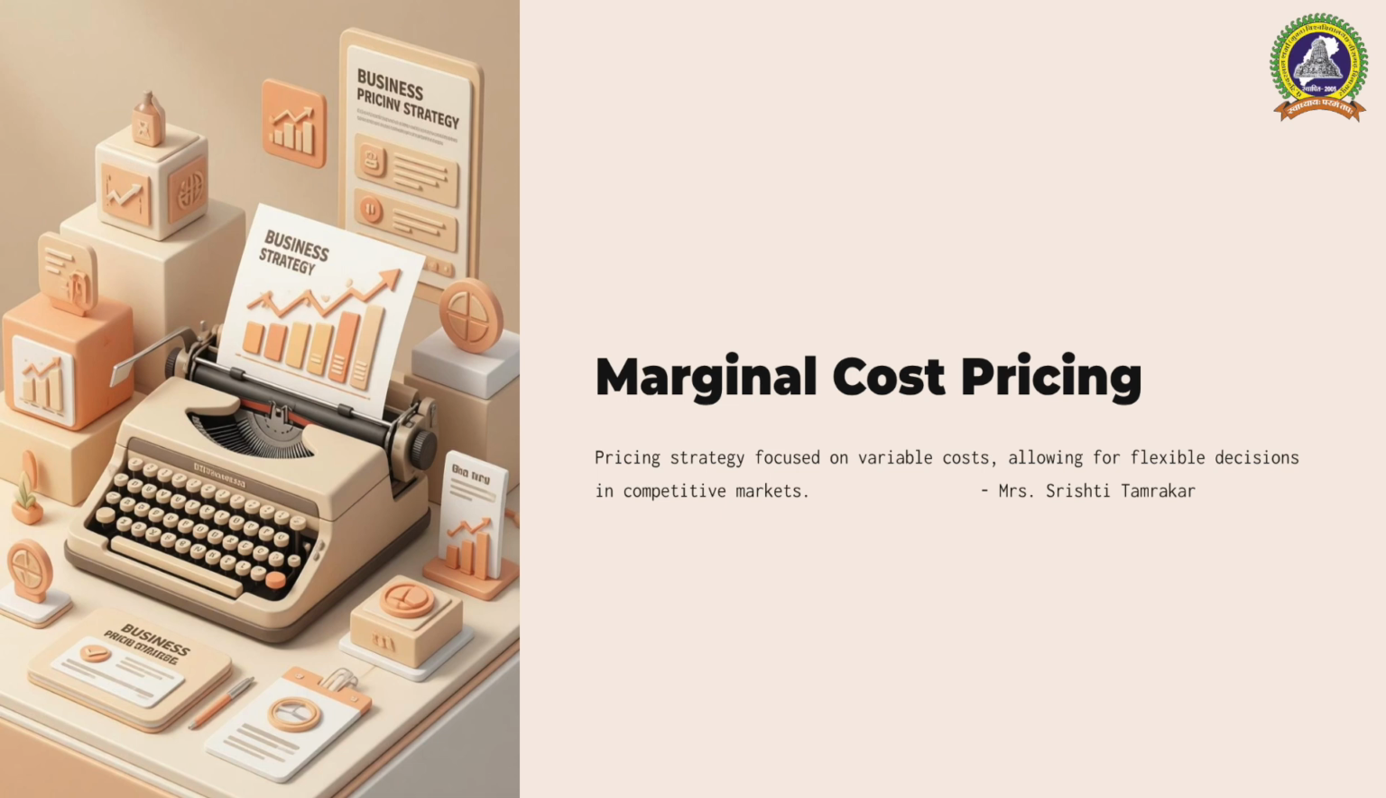Marginal cost pricing is a strategy that often confuses those new to economics because it seems to violate the safety rules we just discussed. In this strategy, the price is set based only on the variable cost, while fixed costs are ignored. The price is determined by the cost of producing just one additional unit, the marginal unit.